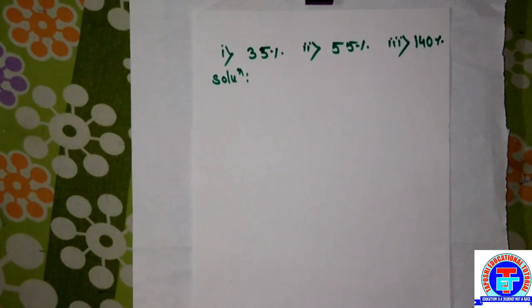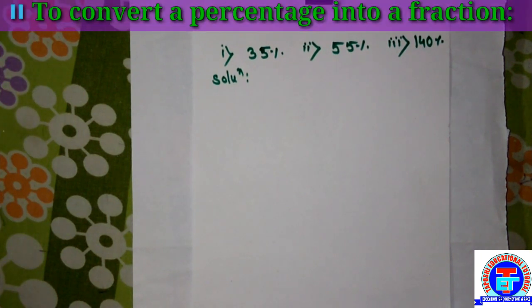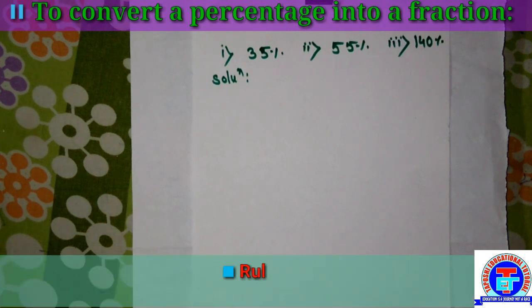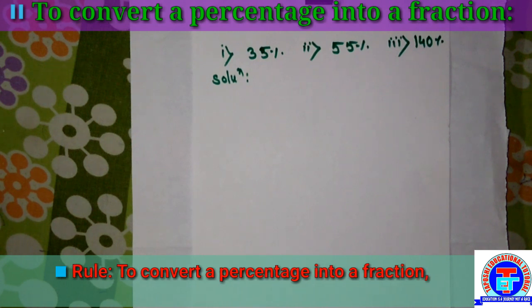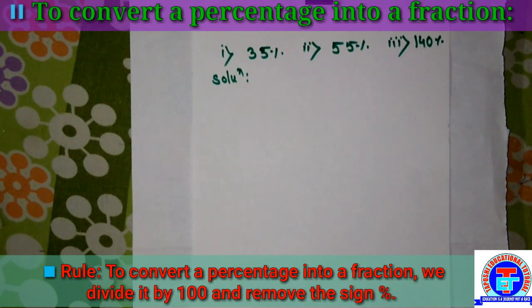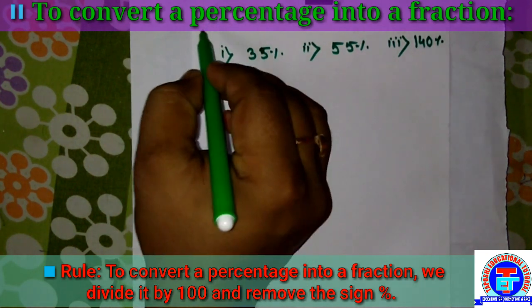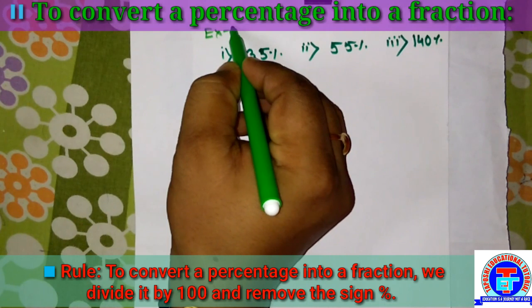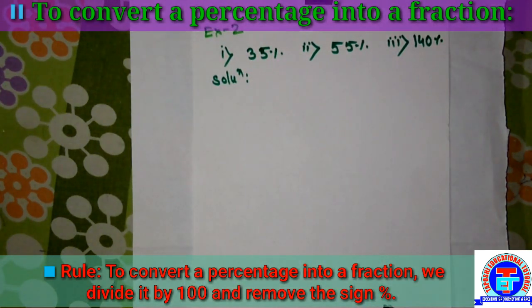Now dear student, here we explain how to convert a percentage into a fraction. The rule that we follow here: to convert a percentage into a fraction, we divide it by 100 and remove the percentage sign. Here are some examples that we solve. Example number 2 says, convert each of the following into a fraction.